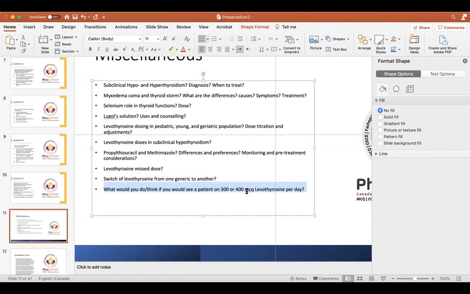This is a normal dose. This is... what's the first thing that would pop up in your head?